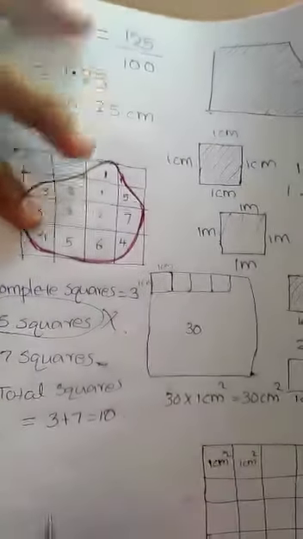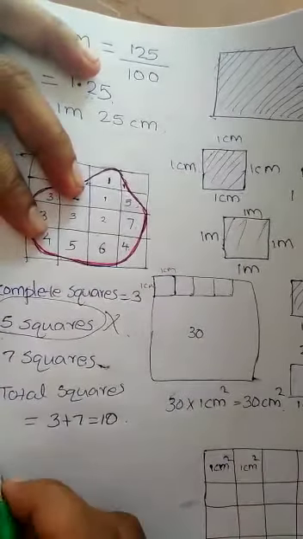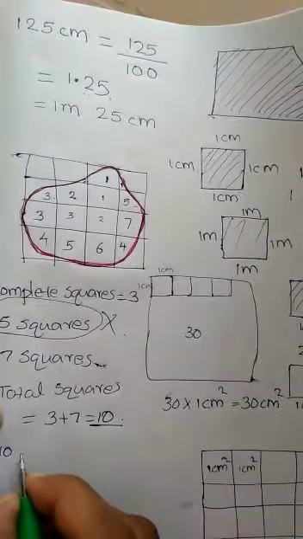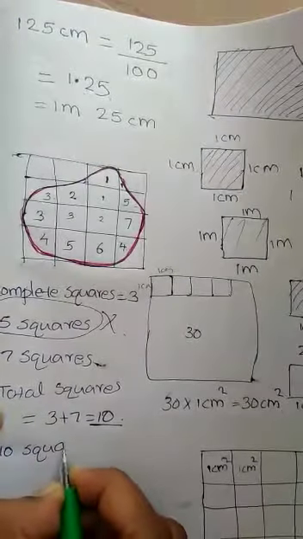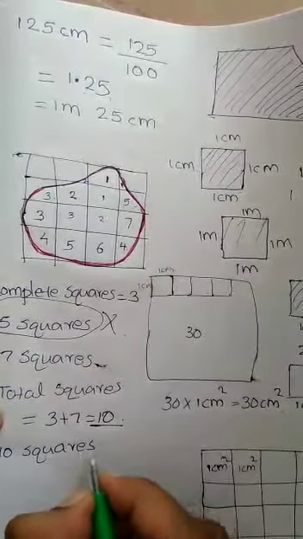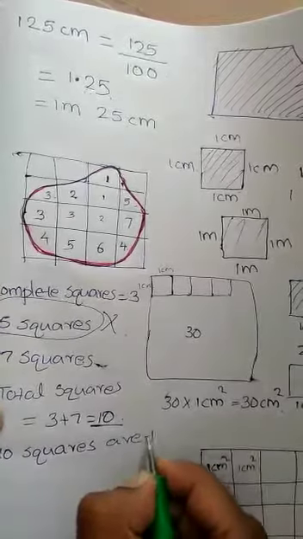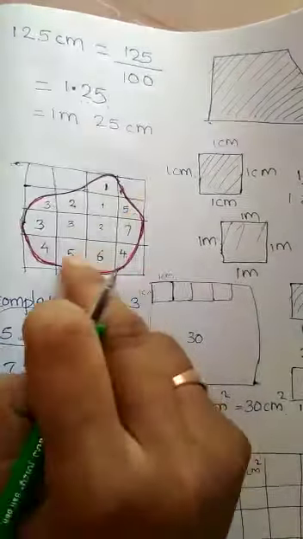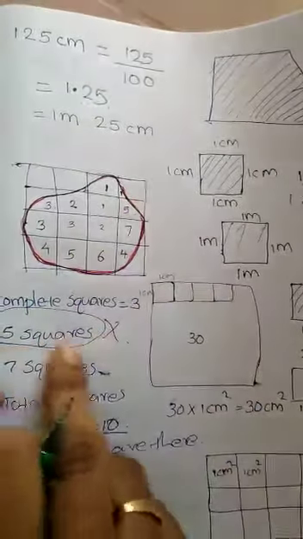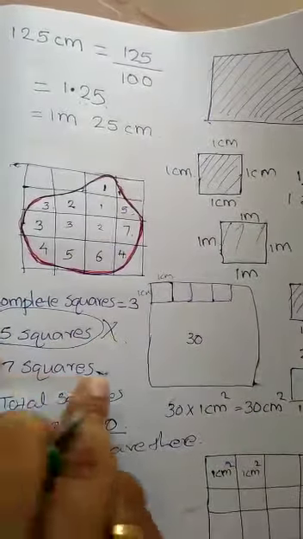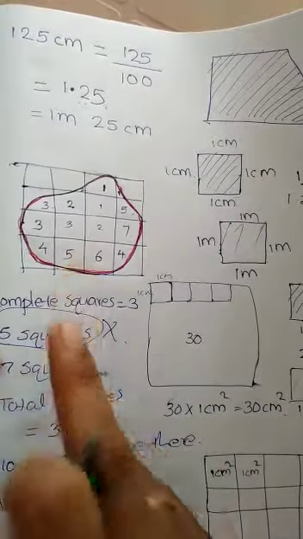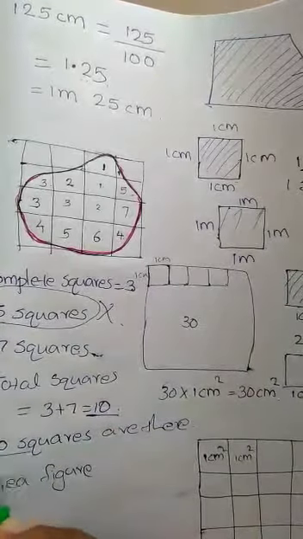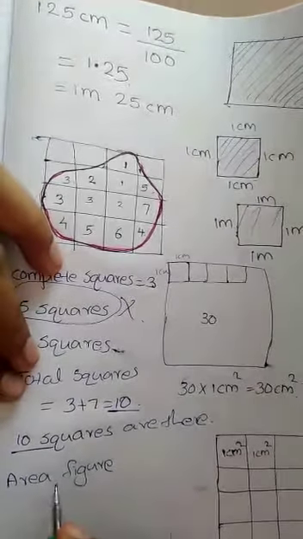We consider this as approximately 10 complete squares, not the exact number. Approximately 10 squares are there, meaning not exactly 10 squares. We neglect 5 squares and the remaining 7 squares are not complete squares. Therefore, we say approximately 3 plus 7, 10 squares are there.